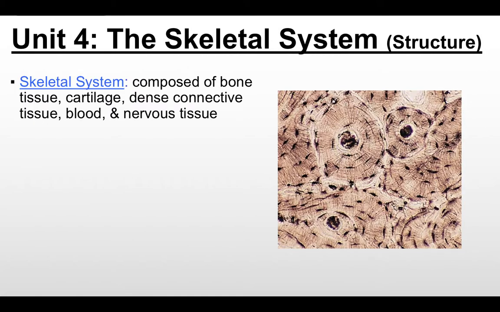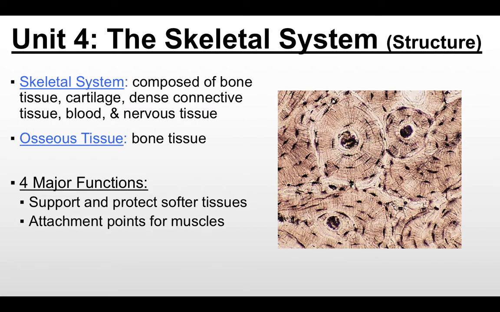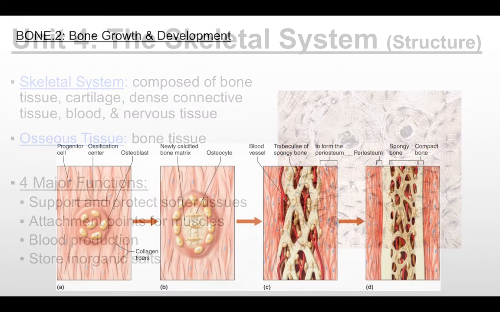This first slide is a repeat. We're just reminding ourselves that the skeletal system is not just bone, but it's cartilage, it's blood, it's nervous tissue, and that there are four primary functions: support, protection, attaching our muscles, making our blood, and storing our salts.